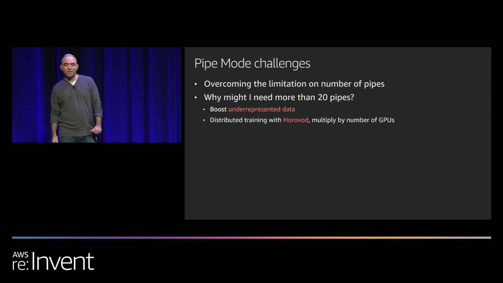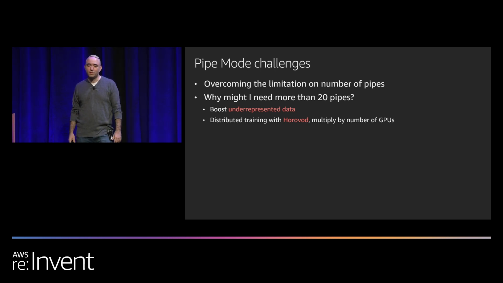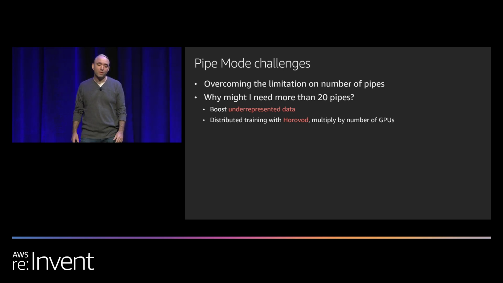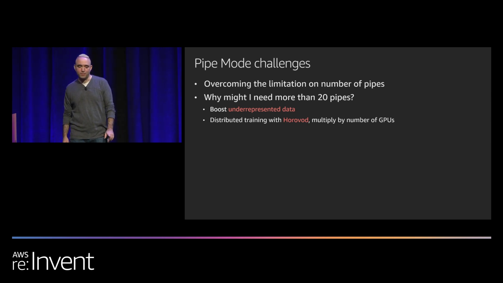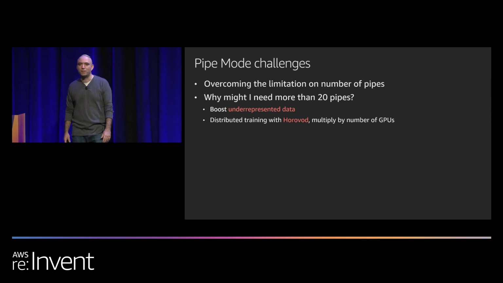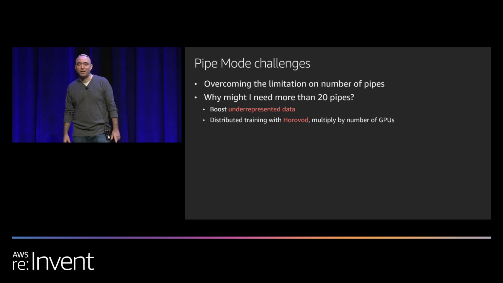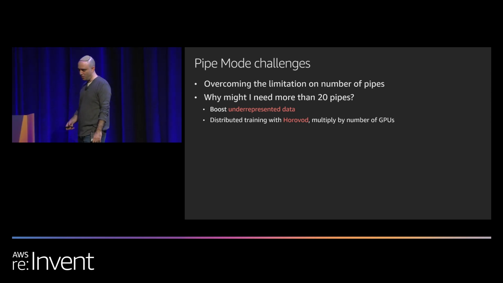Another factor that might increase the number of pipes is distributed training. Harvard is a popular framework for performing distributed training with built-in support in SageMaker. However, one drawback to Harvard is that it requires dedicated pipes for each GPU that is being used. This means that if you were using 3 pipes on a single GPU, and now want to use Harvard to run distributed training on an 8 GPU instance, you would now need to configure 8 times 3, that's 24 pipes, and you are suddenly above the 20 pipe limit. So how do we overcome this limitation?